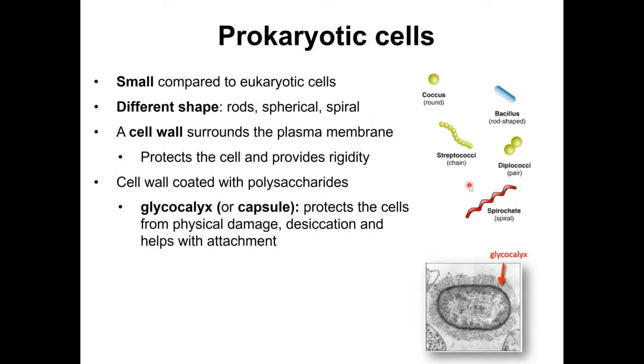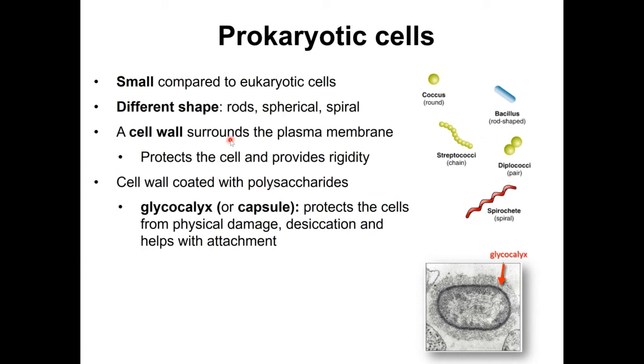So, differences now. Prokaryote cells, first of all, are smaller compared to eukaryotic cells. We talked about that earlier on. They're about 10 to 100 times smaller than eukaryotic cells. They can have three main shapes. You can have rods, like this bacillus here. You can have spherical bacteria, which can exist as a single unit, as a pair, or a chain of spherical units, like in this streptococcus. And then you can have spiral bacteria as well.